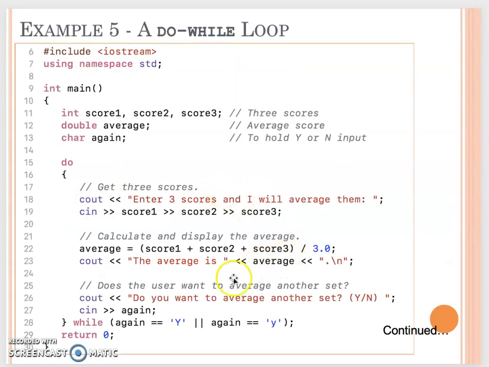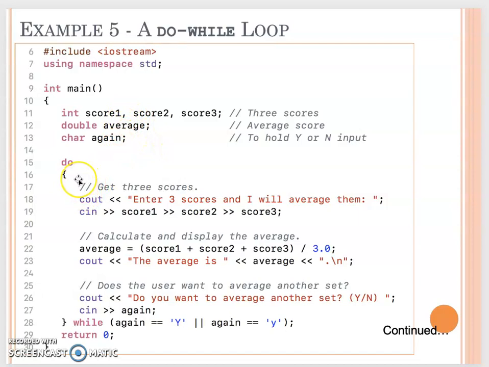So then we just see, for example, here. This is example 5. We will ask the user for 3 test scores, then we display the average for them. Then we want to ask them, do they want to continue and do it again or not? So that's why you can see here.